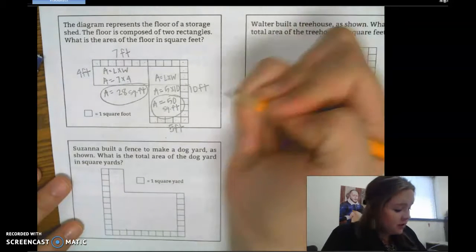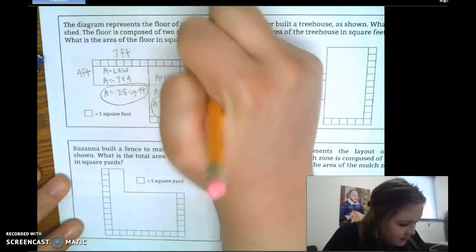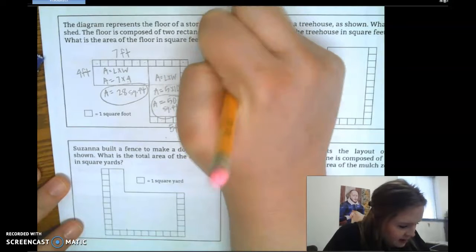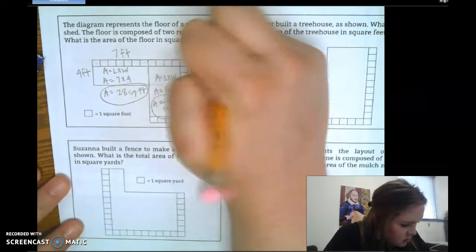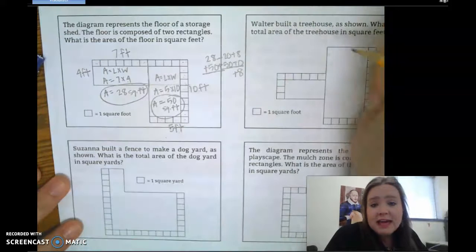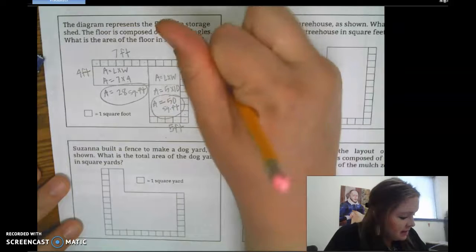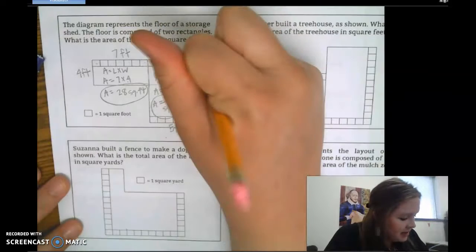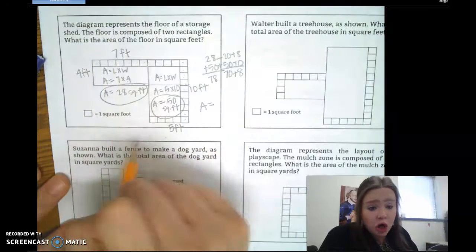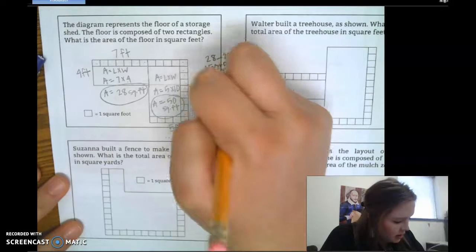Awesome job. We're going to add them up. 28 plus 50. 20 plus 8, 50 plus 0. 8 plus 0 is 8. 20 plus 50 is 70. 70 plus 8 is 78. The area of the whole composite figure is 78 square feet.